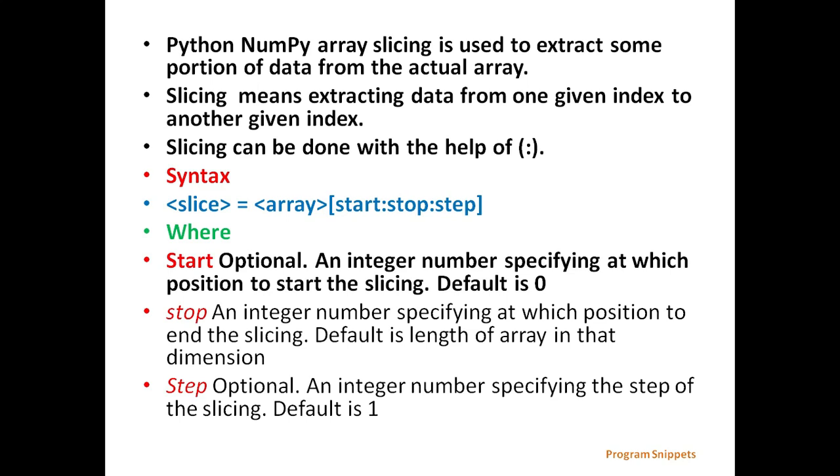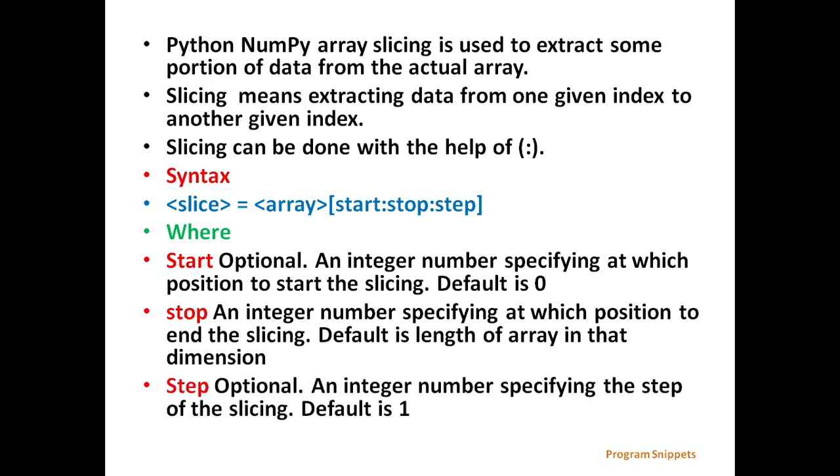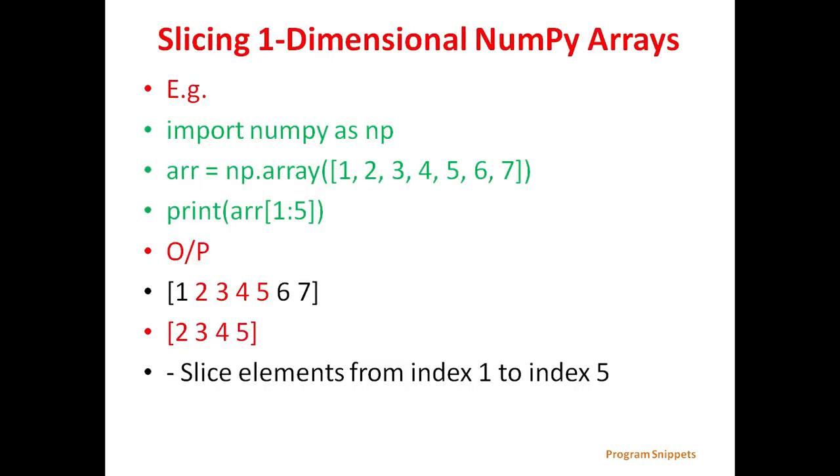is an integer number specifying at which position to start the slicing. Default value is 0. Stop is an integer number specifying at which position to end the slicing. Default is length of the array in that dimension. Step is an optional parameter which is an integer number specifying the step of slicing. Default is 1. First we will see slicing in one-dimensional NumPy arrays.